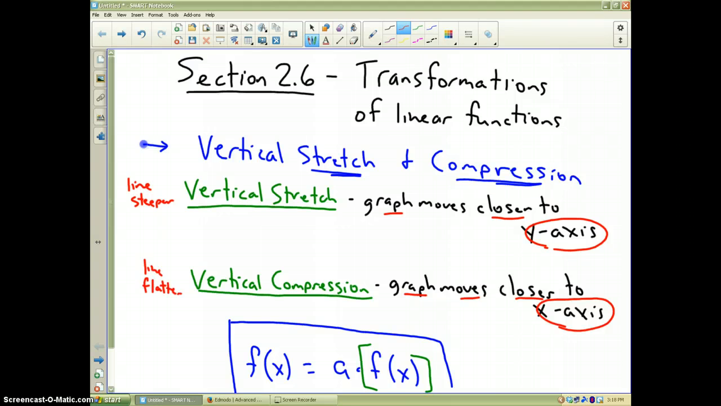Now, how do you achieve that? It all deals with what number a is. If the absolute value of a is greater than 1, meaning a number that's bigger than 1, it will be a vertical stretch. If the absolute value of a is a decimal or a fraction between 0 and 1, then it is a vertical compression. And that is the whole distinguishing factor as to whether it's a stretch or compression. If you need to pause the video, please pause it right now, and then I will go on to some examples.